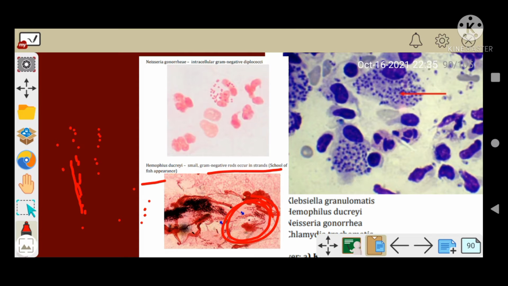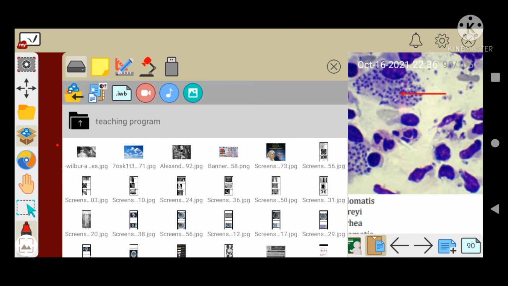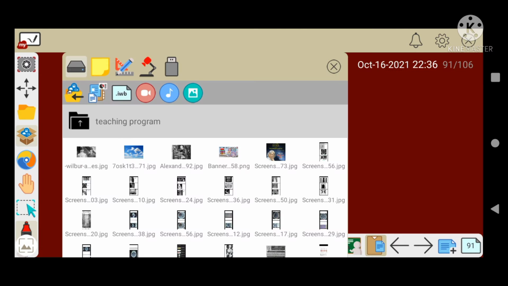And Neisseria gonorrhoeae, as I discussed, is intracellular gram-negative diplococci. Like this you will see. Gram-negative means it will give red color. Gram-positive means violet color. Anyway, I take you to the next image.